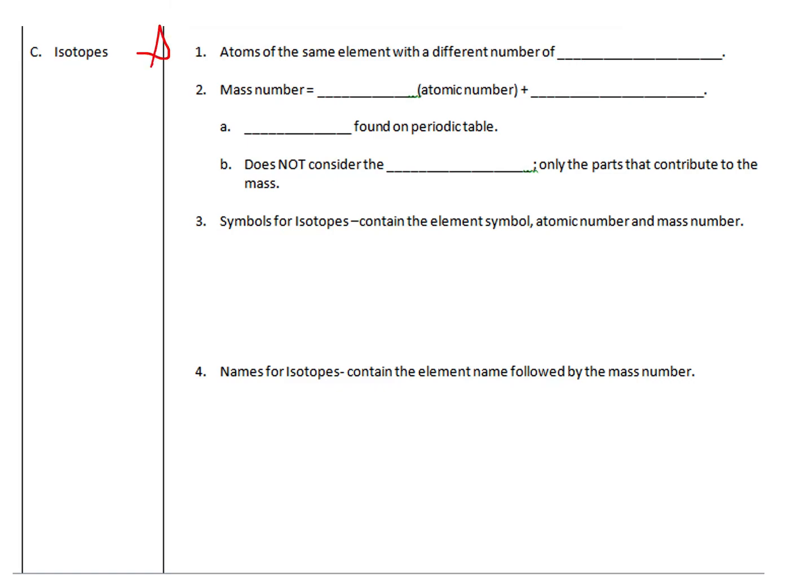And a big thing to make a note of right here is the definition of an isotope. So an isotope is going to be an atom of the same element, and the only thing that will be different about it is that it has a different number of neutrons.